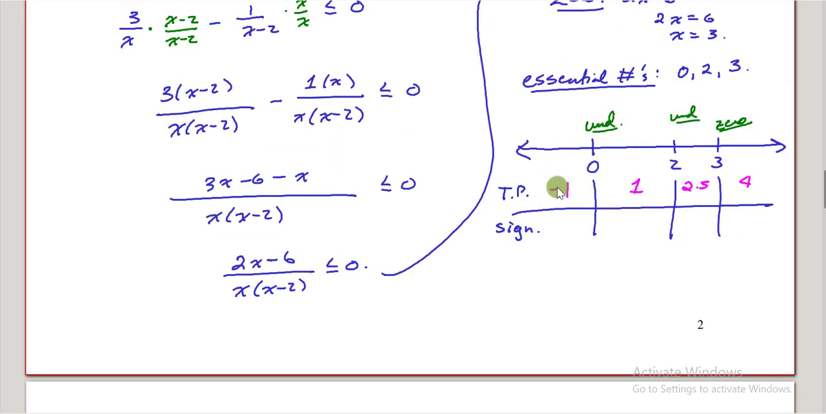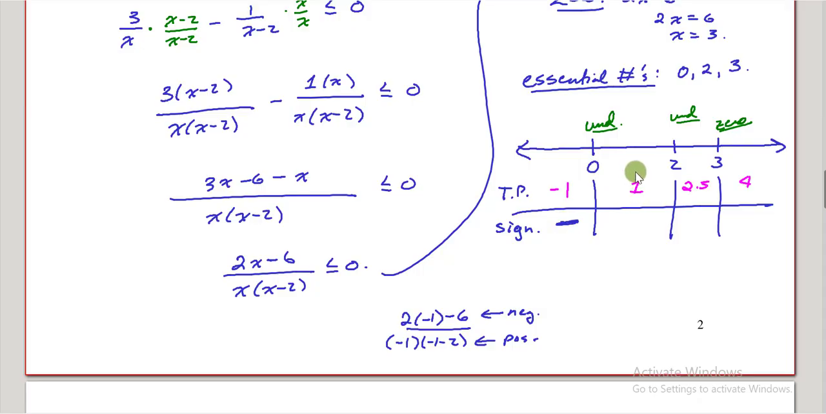So when I take -1 and I plug it into the numerator of this expression, notice I get a negative number. So if I take 2 times -1 minus 6, that's negative. And if I take -1, that's negative, and I multiply it to -1 minus 2, this is a negative times a negative, that's a positive. And what's a negative divided by a positive? That is a negative expression, so I'm going to put a big minus sign right here.